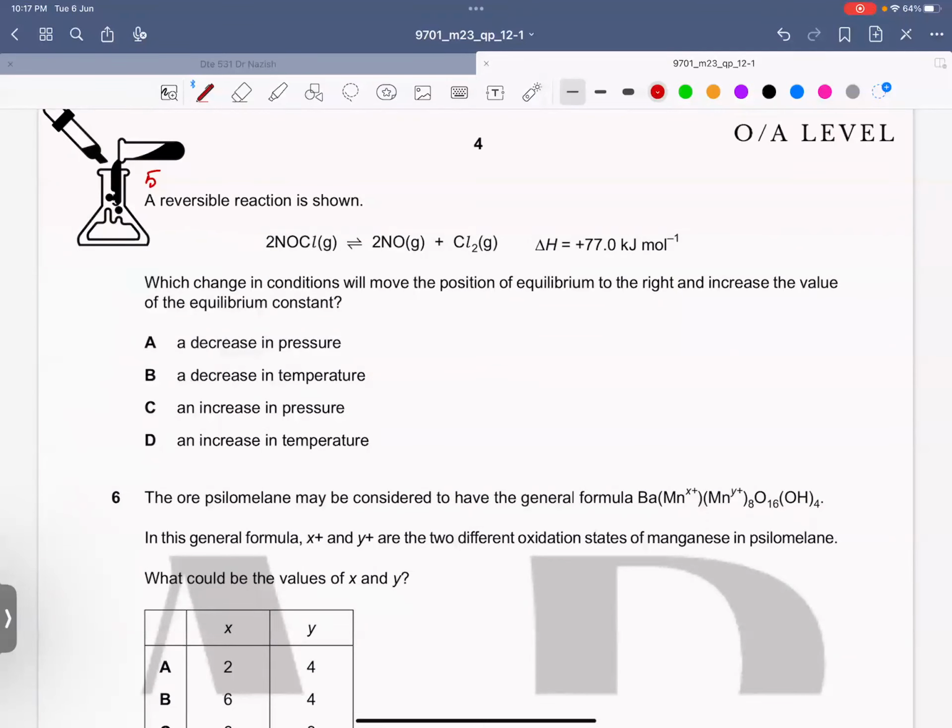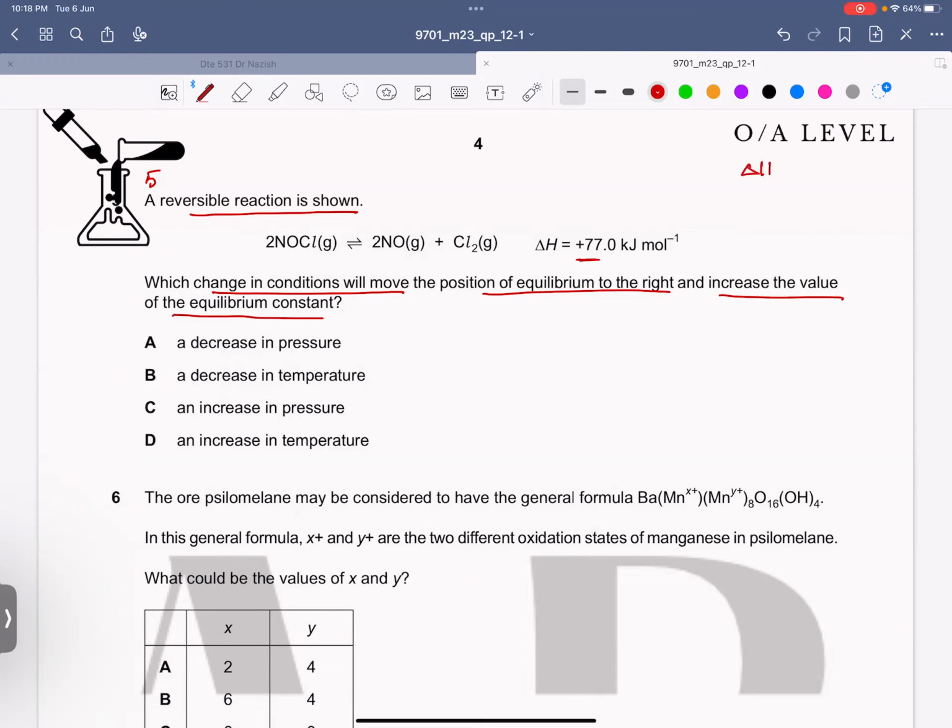Now question number 5. A reversible reaction is shown. Which change will move the position of the equilibrium to the right and increase the value of the equilibrium constant? So the delta H is positive. If the delta H is positive, then remember, the Kc or Kp value is actually affected by temperature only.